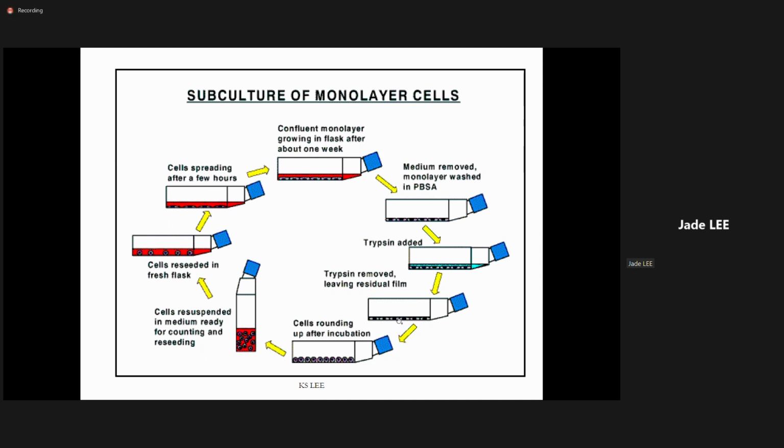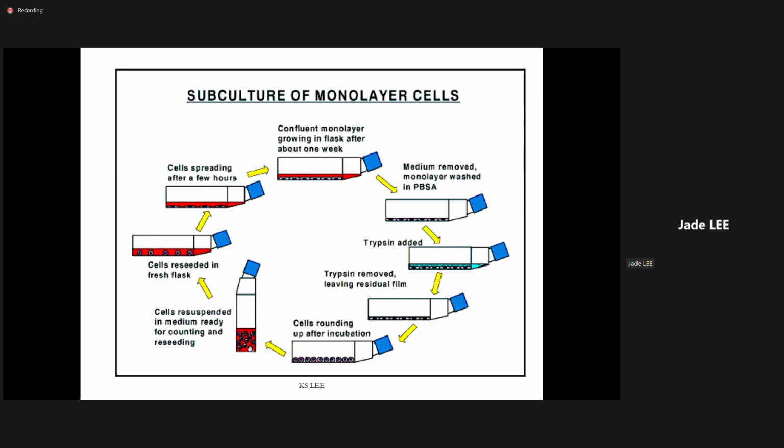Can you see the difference here? Yes, doctor. Okay. Now, what you need to do after the cells are rounded up is resuspend them in fresh media. After you resuspend them, you can do cell counting. You want to see the density of the cells, and you can also take a sample of this for reseeding.